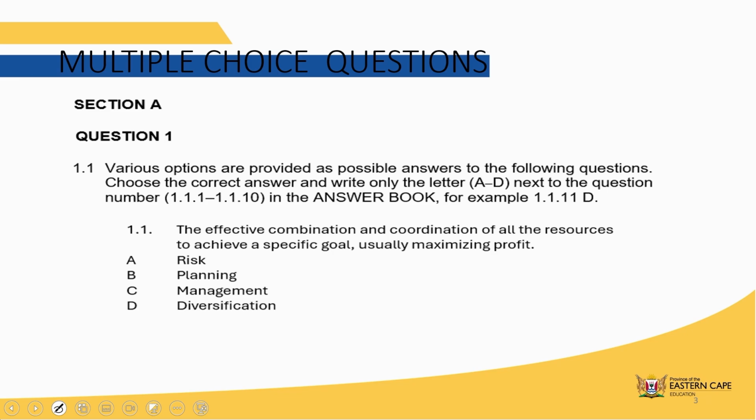If you look, we've got the A, the B, the C, and the D. Those are the concepts which are found in all the topics involved in this question. So this is the multiple choice question. We've got our risk, our planning, our management, our diversification.